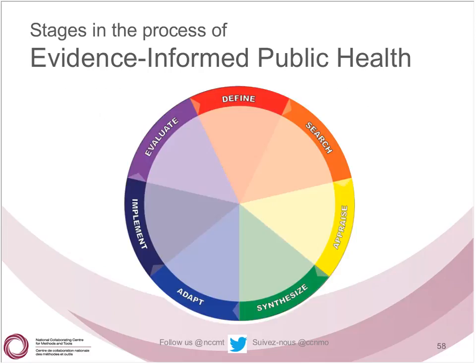So that was a pretty quick trip through the 7 stages in the process of evidence-informed public health. Thinking about the methods and tools that can help you to do each of those steps, with a focus on some mental health relevant resources where those exist.